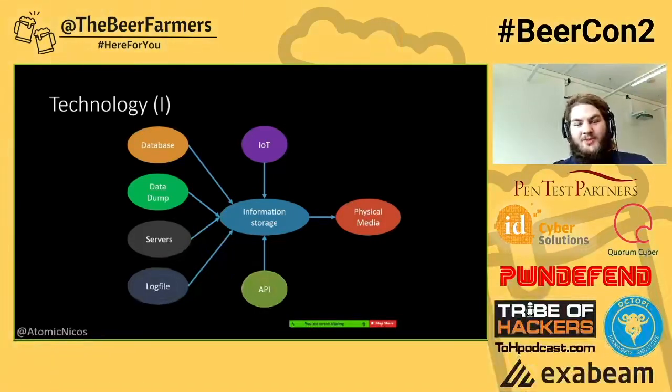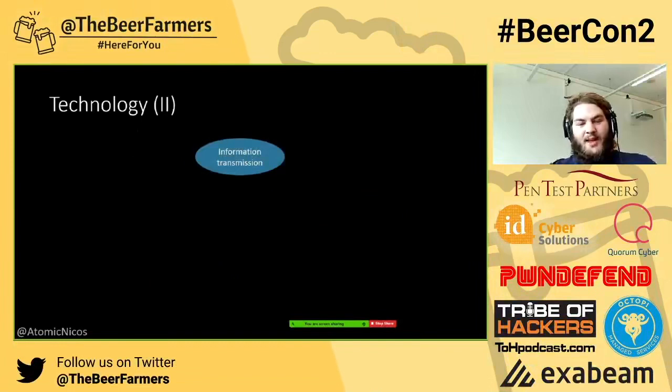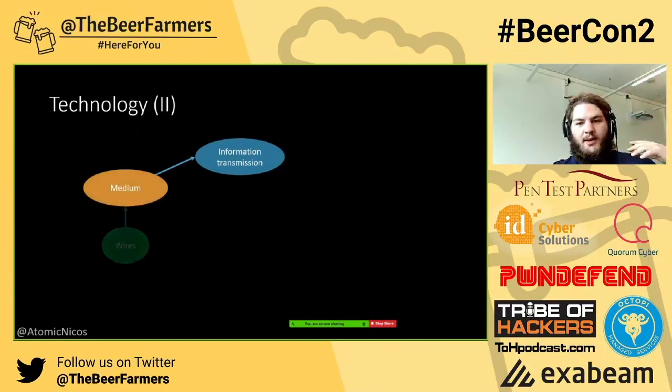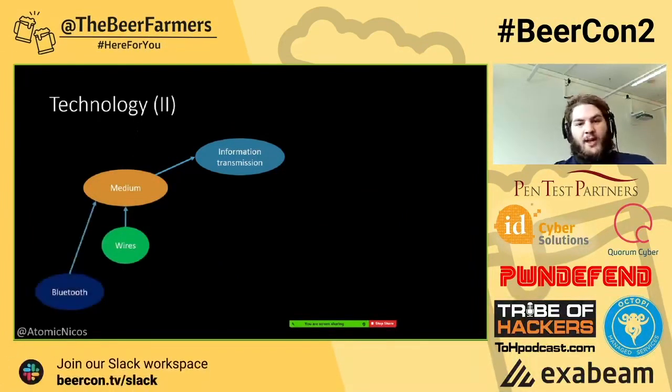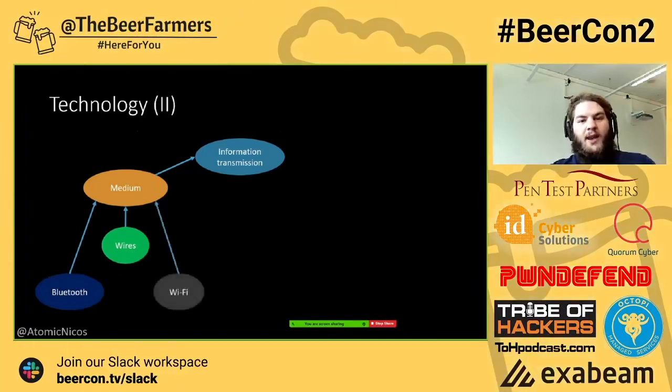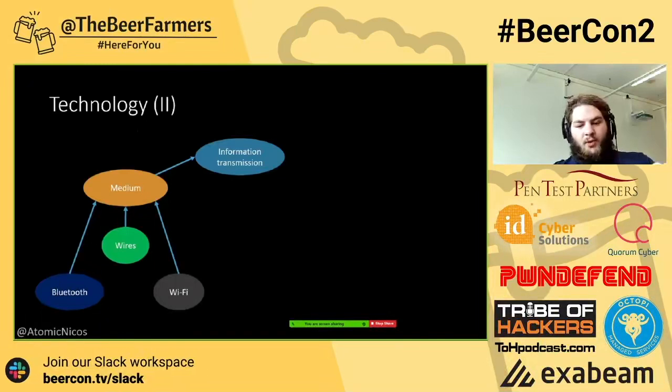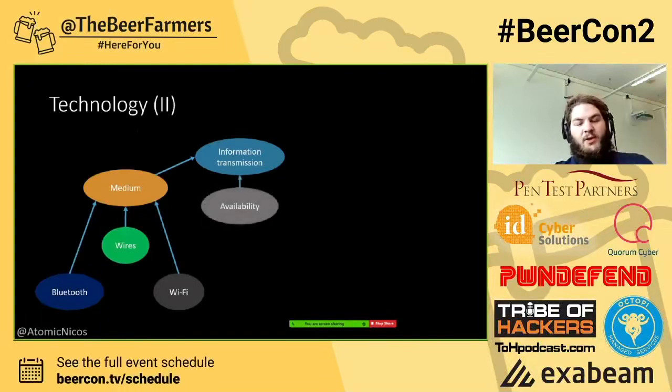In terms of information transmission itself, it usually goes through some form of medium. So we can talk about wires like USB, Ethernet, and the like, proximity wireless like Bluetooth, NFC, stuff like that, and wireless like Wi-Fi, GSM networks, and the like. And an important part of information transmission is the availability. When you're talking about a service, it needs to be available. Otherwise, people will miss it.